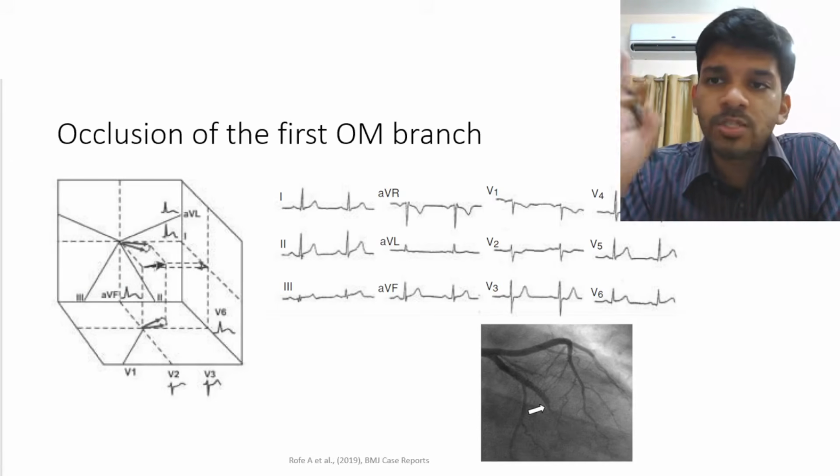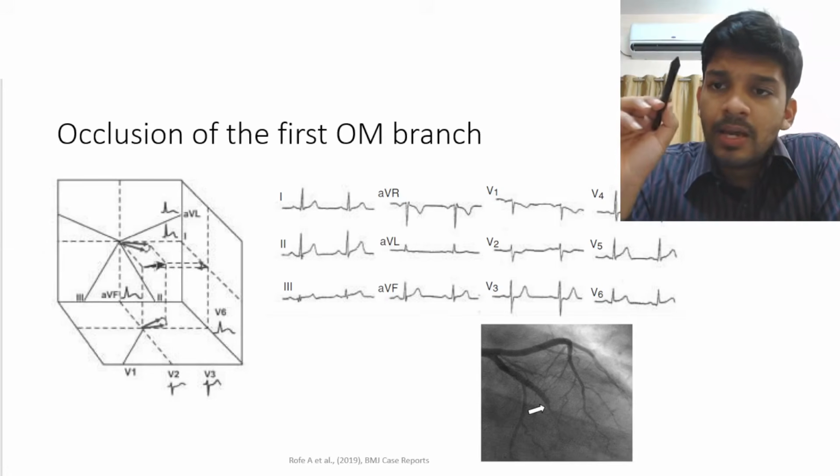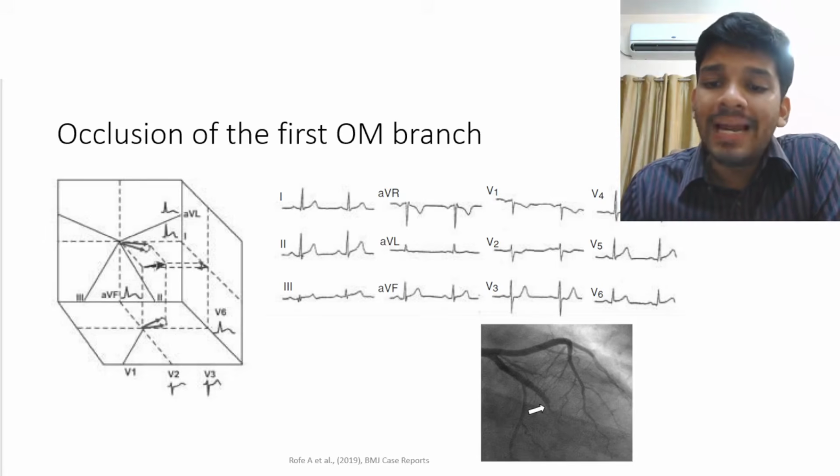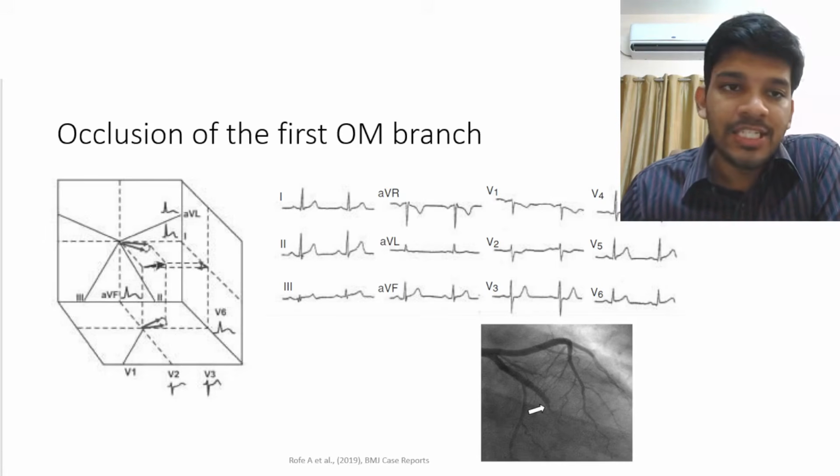So that was occlusion proximal to the obtuse marginal. Now this is an occlusion of the first obtuse marginal. This is known as hidden MI or silent MI or blind spot of the 12 lead ECG.